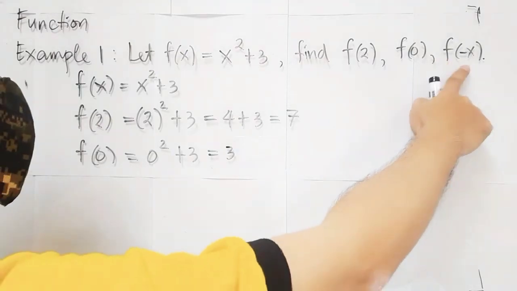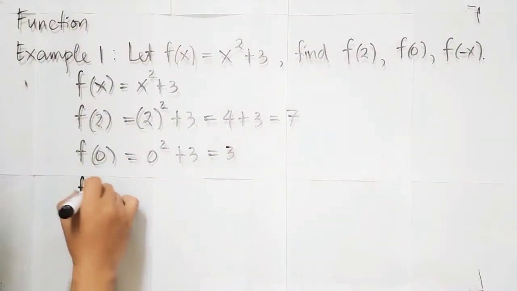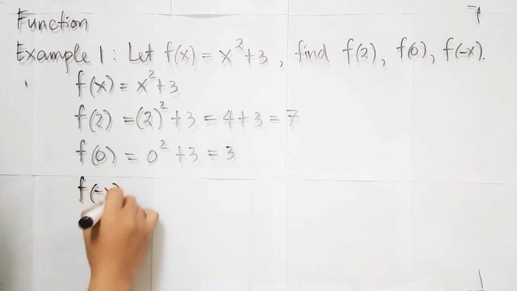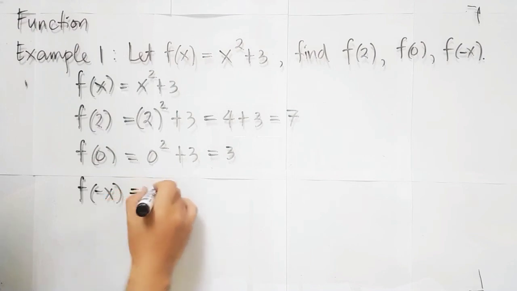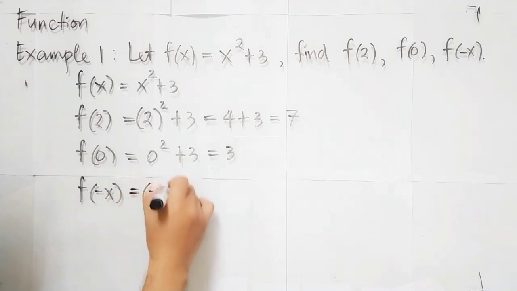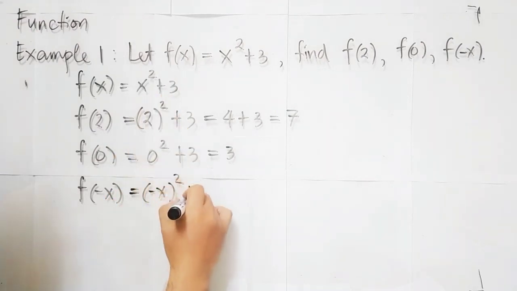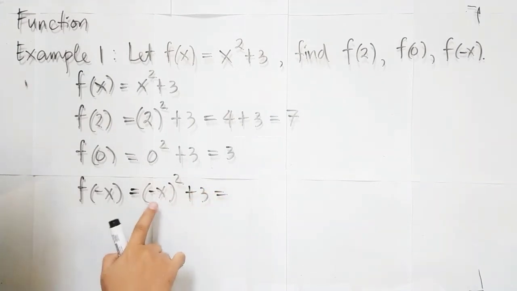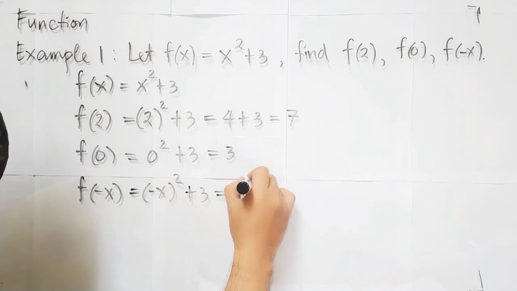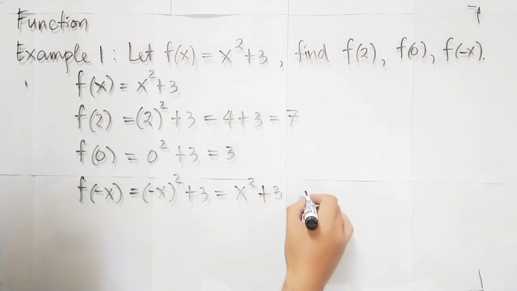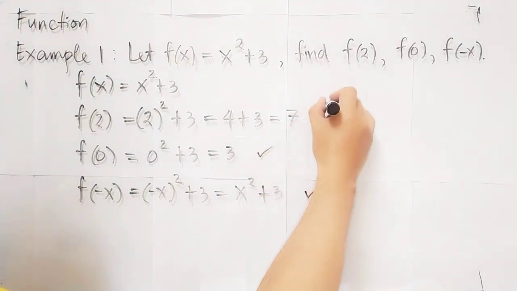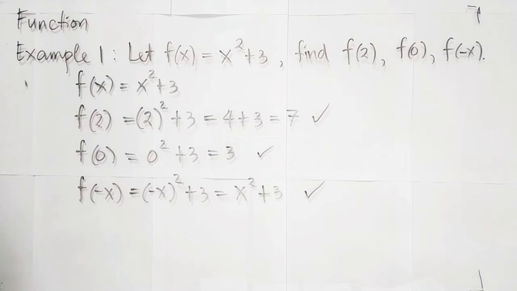Next, we have f of negative x. So substitute the value of x as negative x. So negative x raised to 2 plus 3. That is equivalent to negative x times negative x equals x squared, positive x squared plus 3. So these are now our solutions to this particular problem.